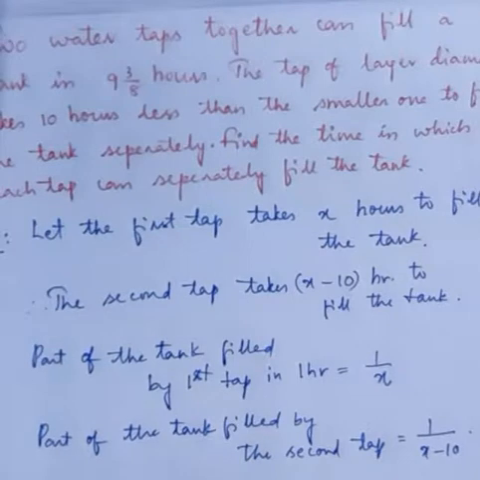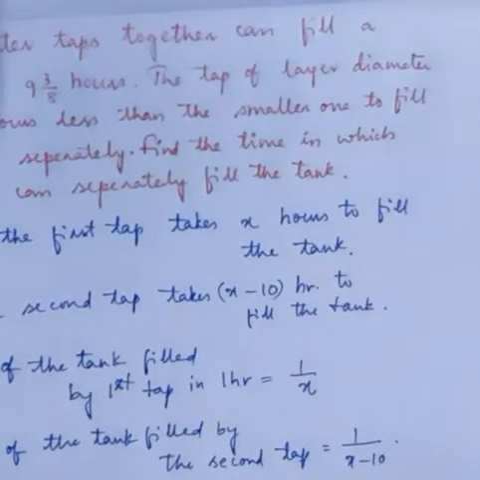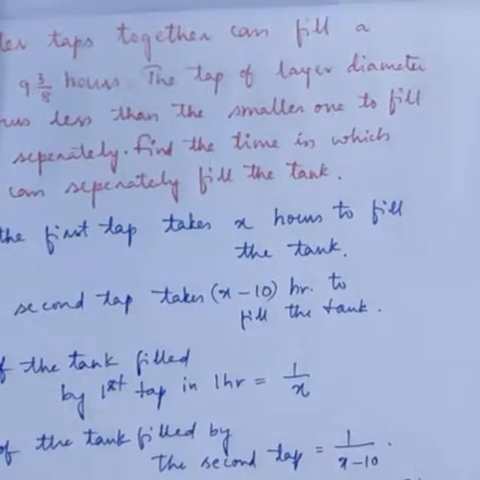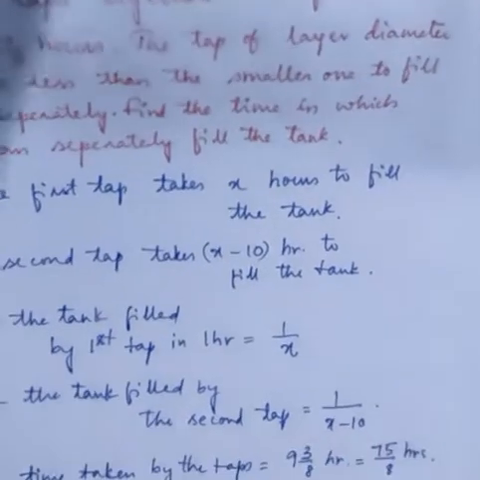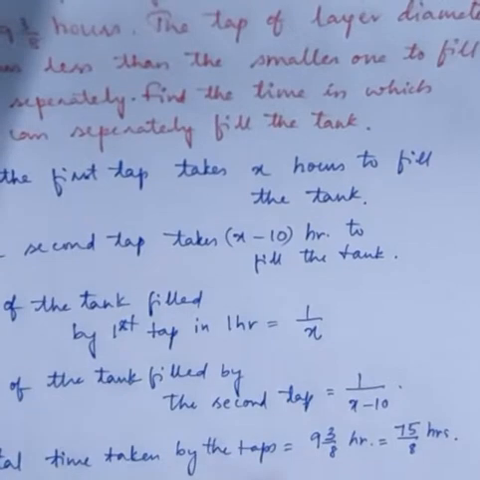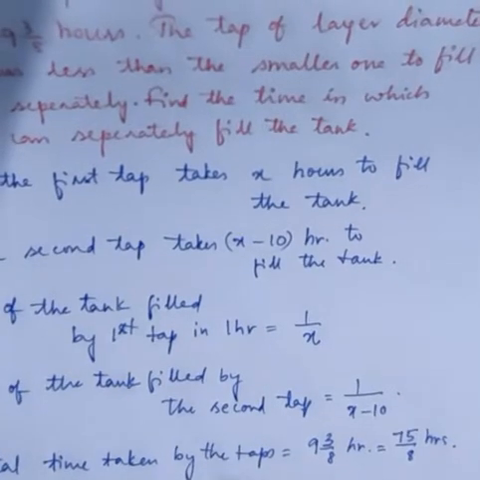Total time taken by the taps is equal to 9 3 by 8 hours. You can change 9 3 by 8 into an improper fraction. 9 8s are 72, so 75 by 8 hours. So if the total time taken is 75 by 8 hours, the water both taps fill in 1 hour is the reciprocal of this. That's what we are going to write.